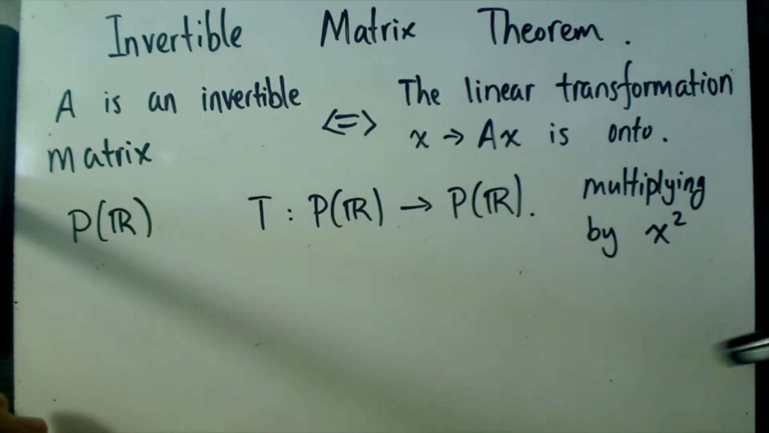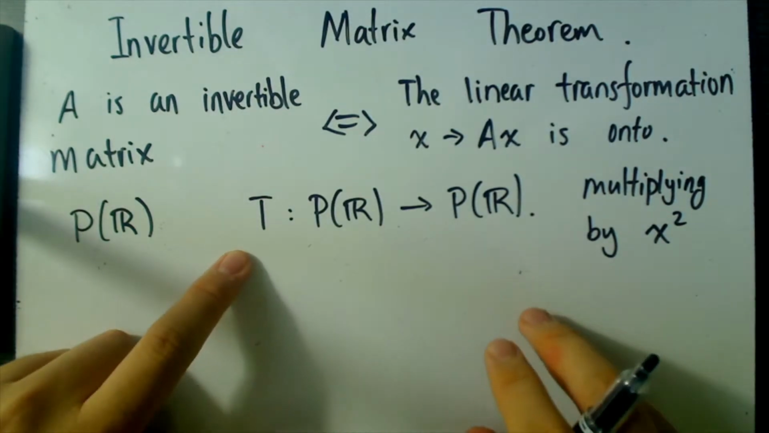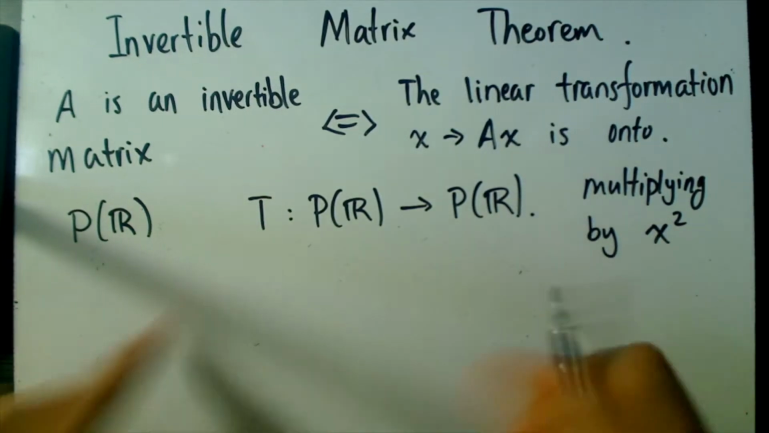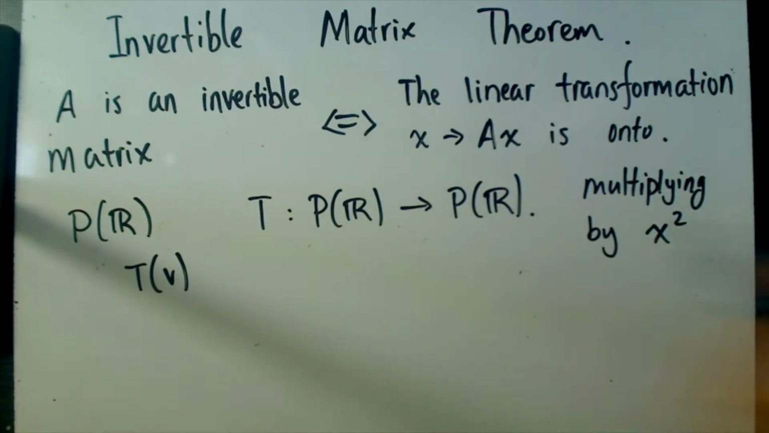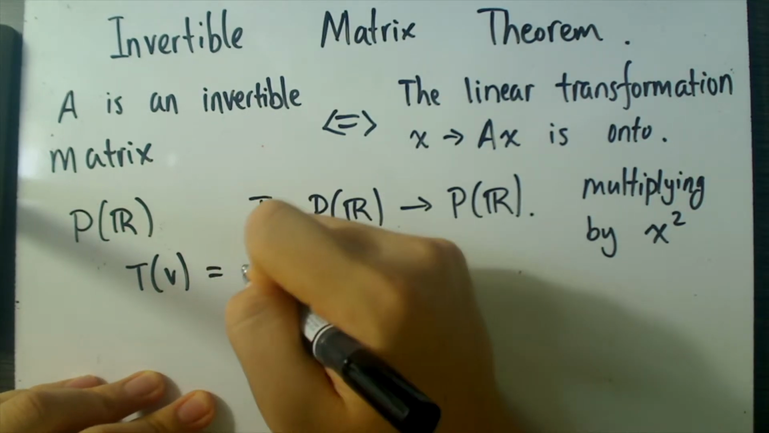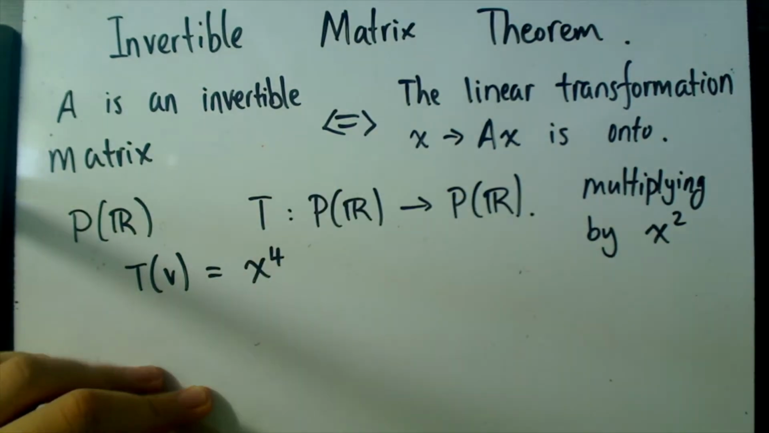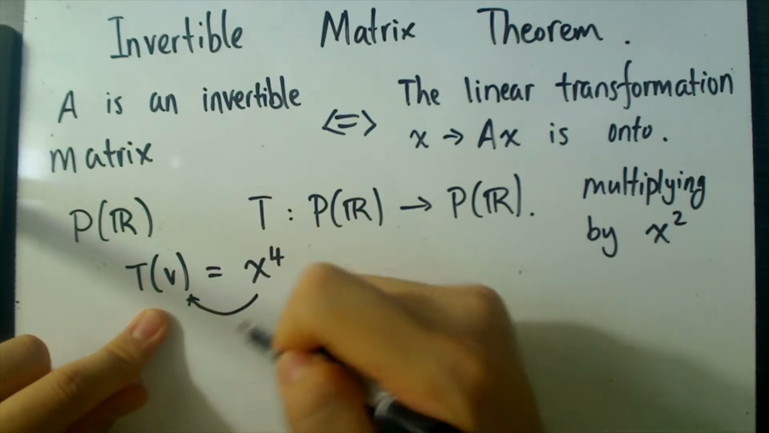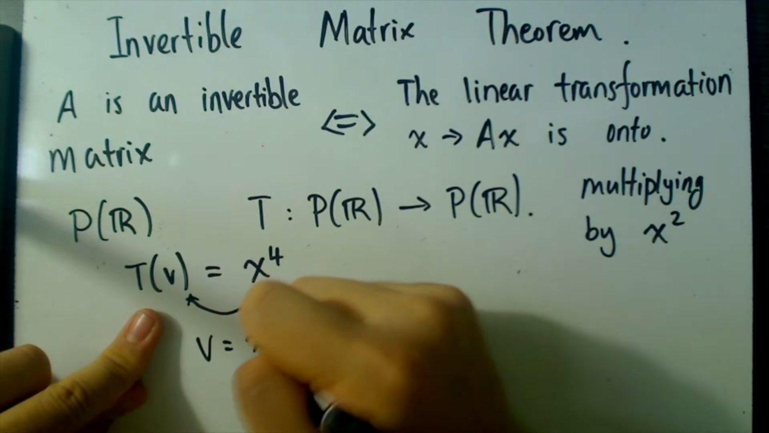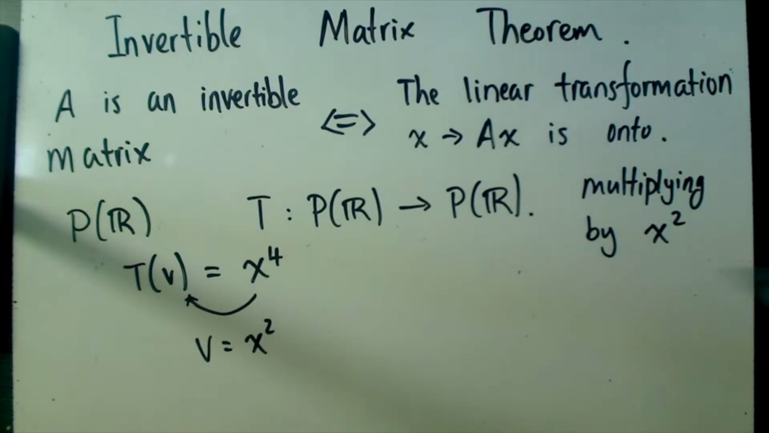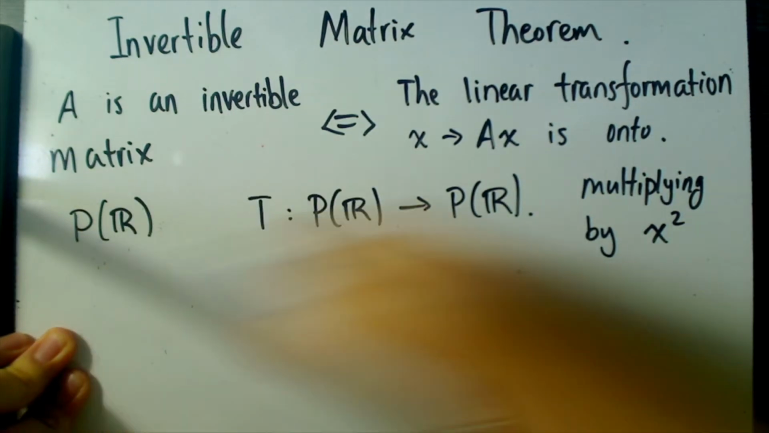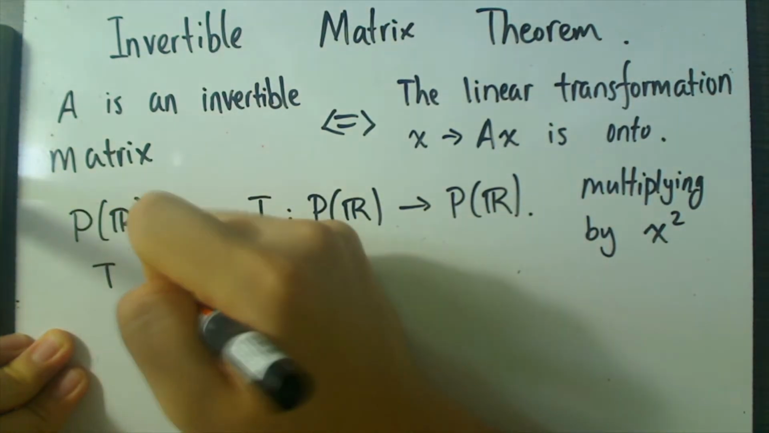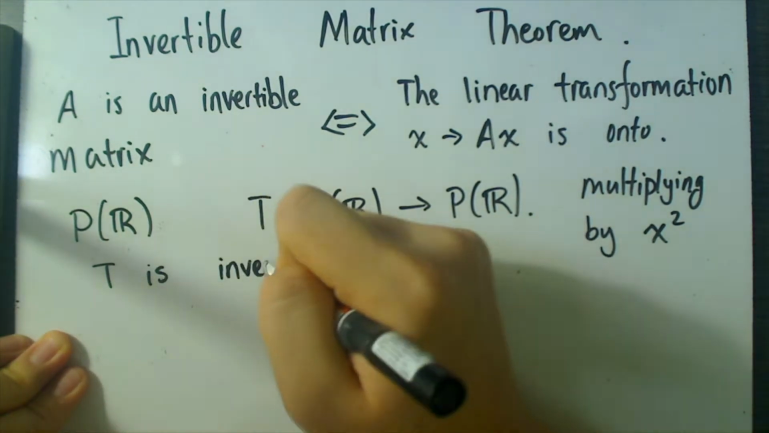So you can easily see that this is in fact an invertible mapping, because if you put some vector v through this transformation and you get out, say, x to the 4th power, then you can clearly go backwards to find that v is x squared, where you just divide by x squared. So you can clearly see T is invertible.